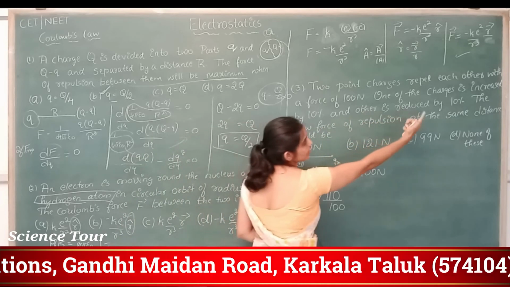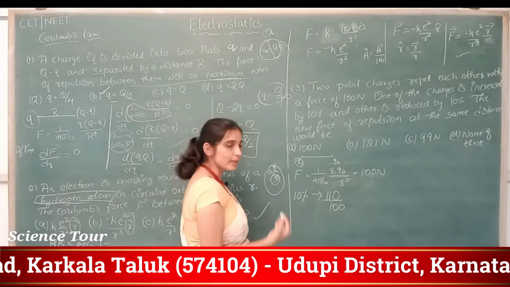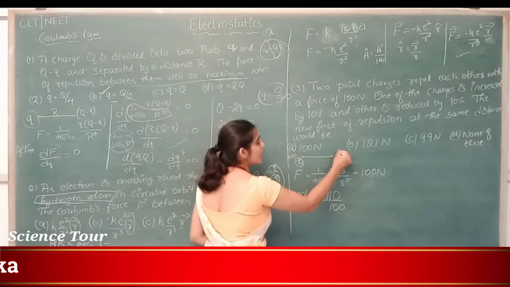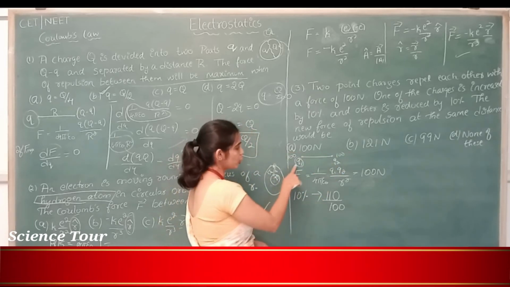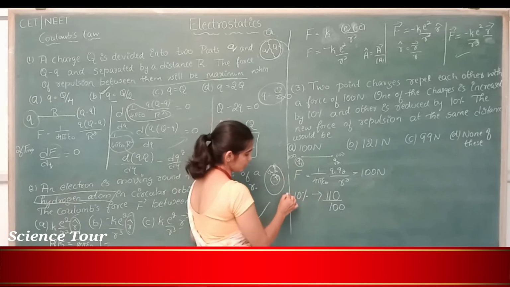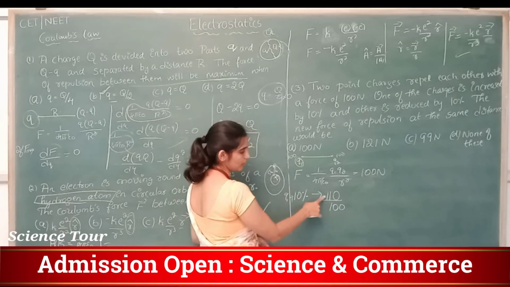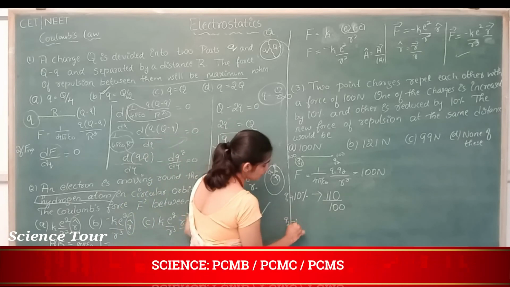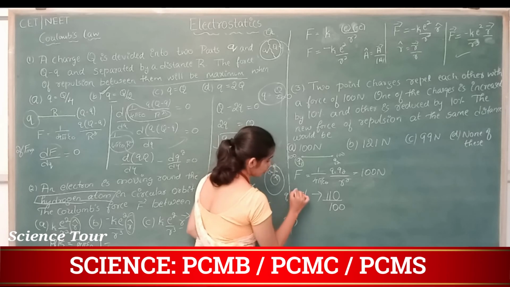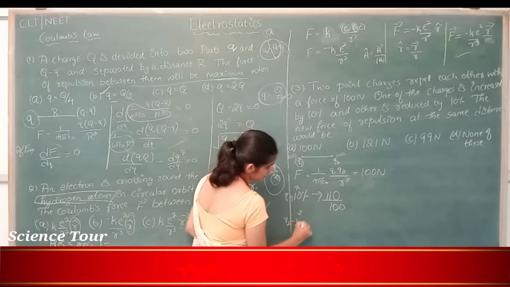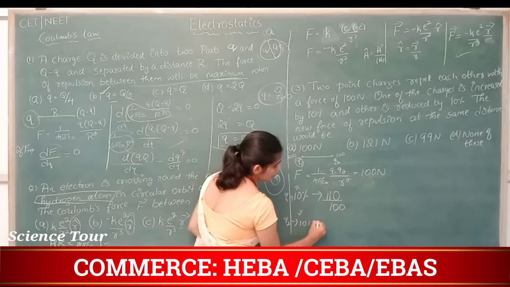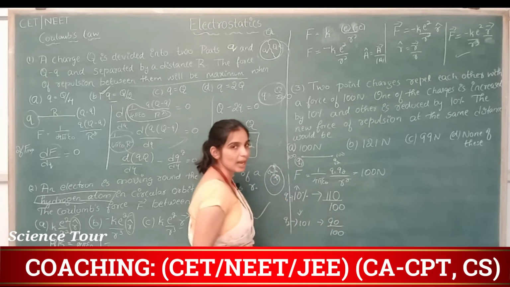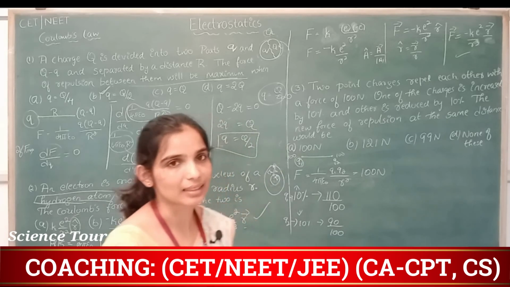And the other is reduced by 10%. We are considering that both are having a charge 100 and 100 initially. So Q1 is increased by 10%. Q1 is increased by 10% means 110 divided by 100. Q2 is decreased by 10%. So this is increased by 10%, this is decreased by 10%, means 90 divided by 100. I hope you are understanding this.